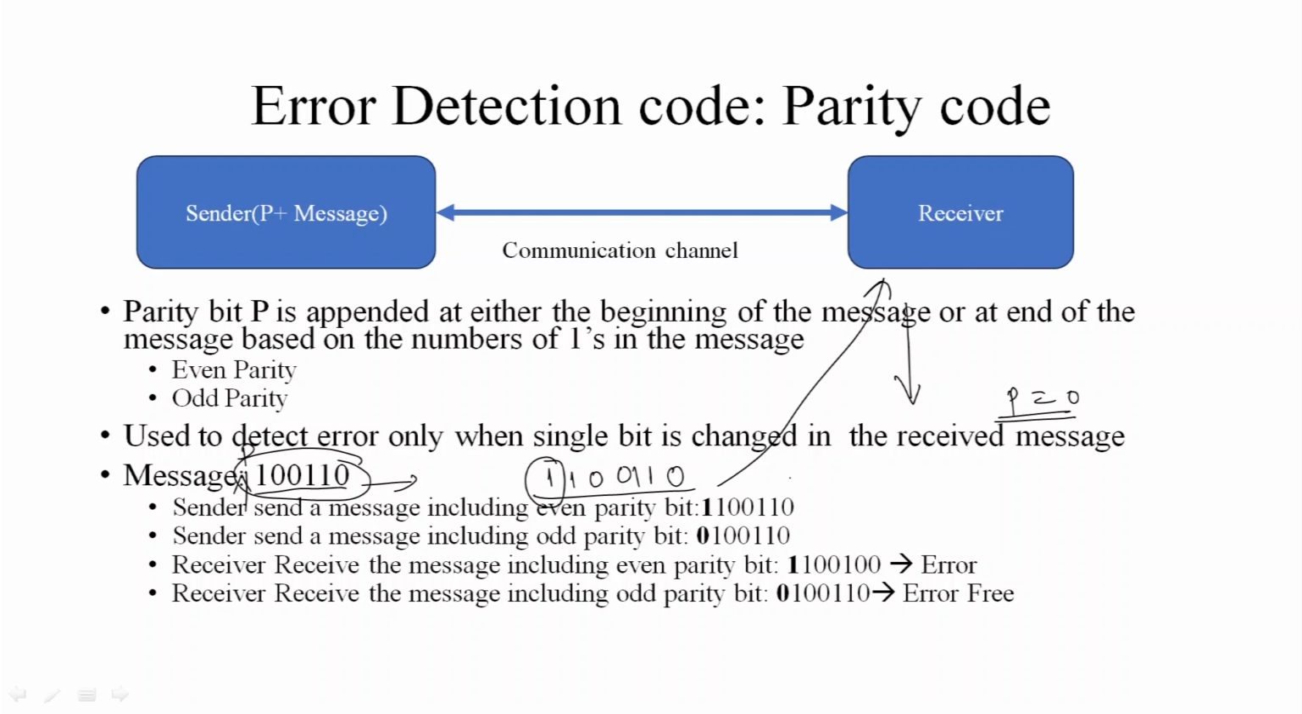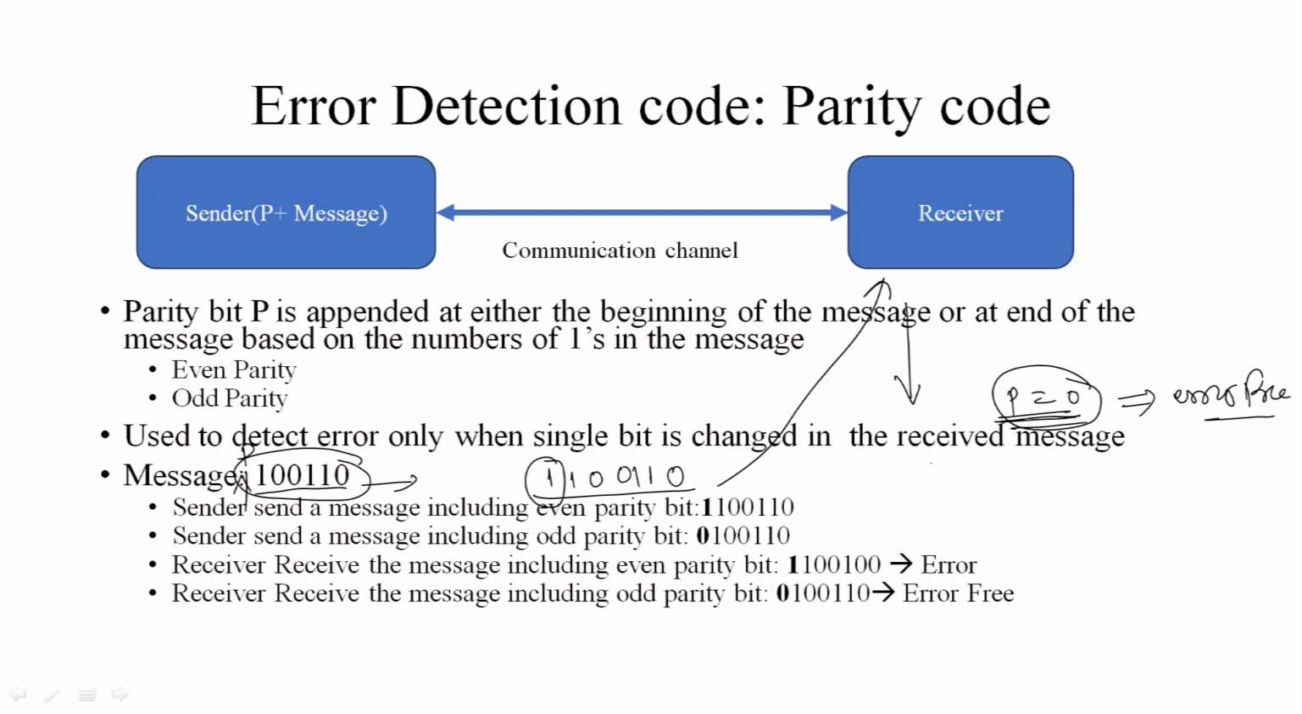0 means the number of ones present in the message, including the parity bit added by the sender, is even. This means the message is error free.